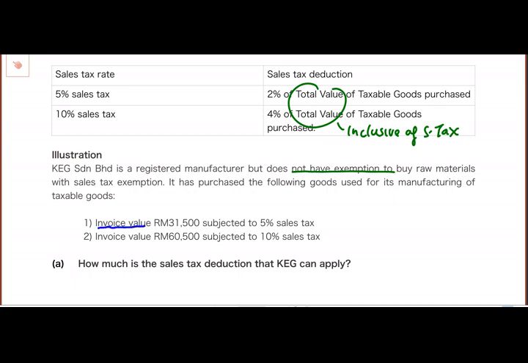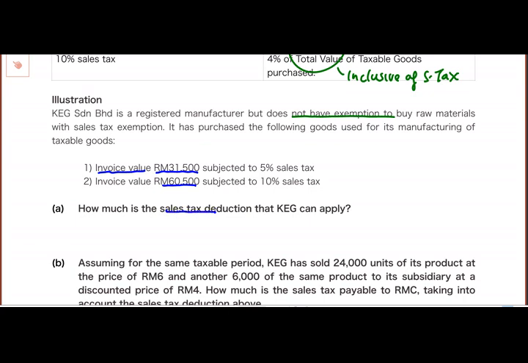The invoice value of 31,005 is subjected to 5% sales tax, and 60,005 is subjected to 10% sales tax. Let me check that: 60,005 divided by 1.1, okay, that's 55,000. So you will get a sales tax deduction based on 2% and 4%.